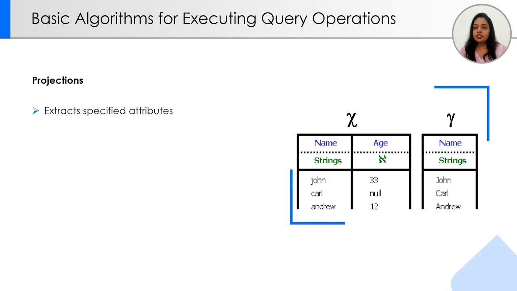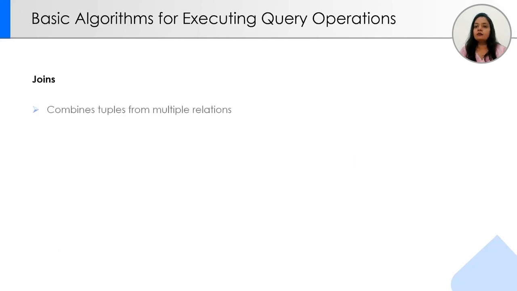Then comes the projection operation of relational algebra. Here, it is used for extracting specified attributes from the table. There are simple projections, which are simple in nature, and then there are qualified projections wherein more filters are applied. Then comes join. Under this operation of relational algebra, it combines the tuples from multiple relations. So it could be different tables, different columns, etc.